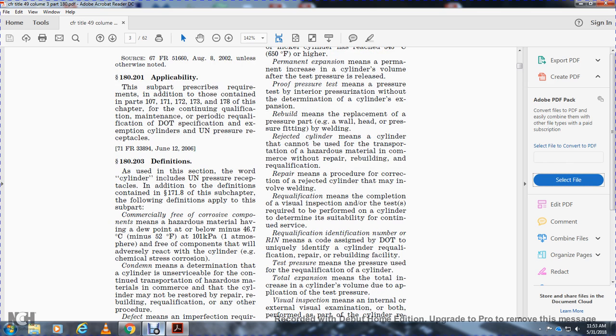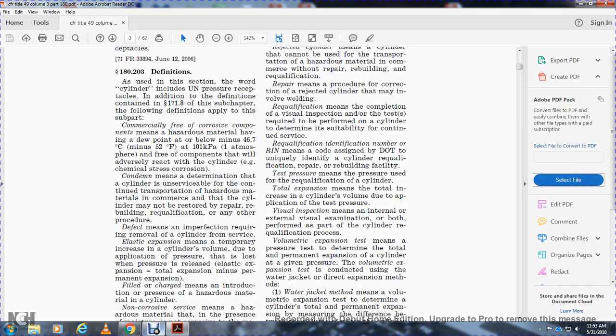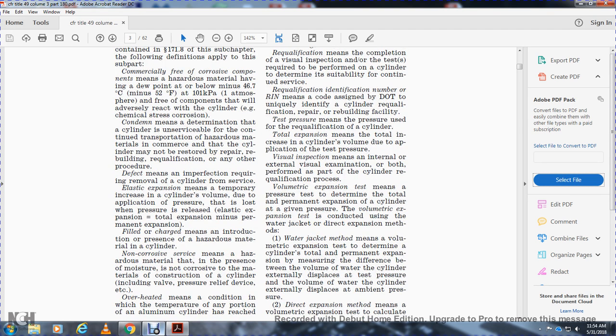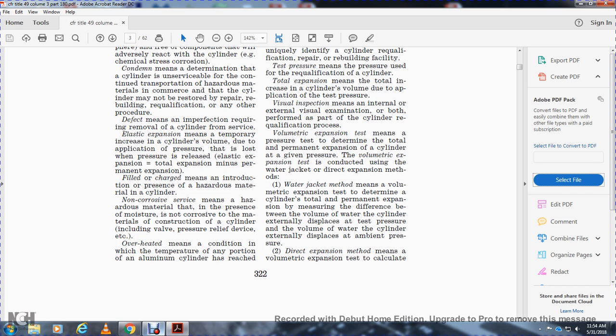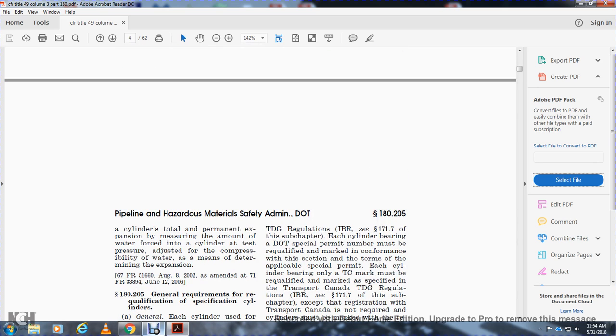Total expansion means the total increase of the cylinder volume due to the application of the test pressure. Visual inspection means an internal and external visual examination, both parts performed prior to the cylinder requalification process. Volumetric expansion test means a test with pressure to determine the total and permanent expansion of the cylinder at a given pressure. The volumetric expansion test is conducted with the water jacket or direct expansion method. The water jacket method means the volumetric expansion test to determine the cylinder's total and permanent expansion by measuring the difference between the volume of water the cylinder externally displaces at test pressure and the volume of water the cylinder externally displaces at ambient pressure. Direct expansion method means the volumetric expansion test to calculate the cylinder's total and permanent expansion by measuring the amount of water forced into the cylinder at test pressure, adjusted for the compressibility of the water, to determine the expansion.